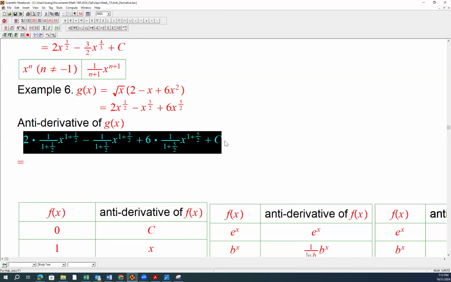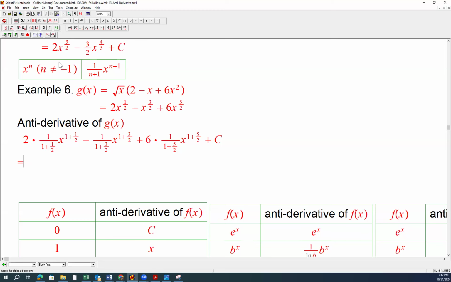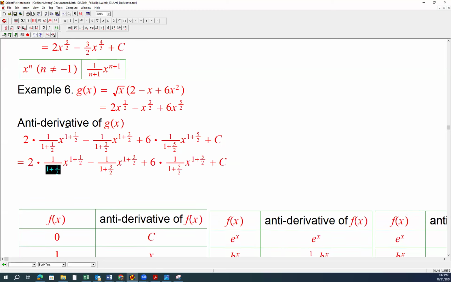You will know very quickly that we do need this. This is going to be 3 half, right? 1 over 3 half is 2 over 3. And this is going to be 5 half. 5 half under 1 is 2 over 5. And this fraction is going to be 7 half, right? Because 1 is 2 over 2. So this is going to be 7 half. 1 over 7 half is 2 over 7.